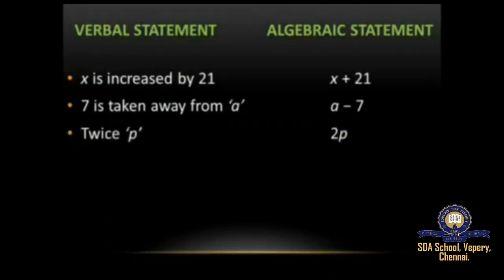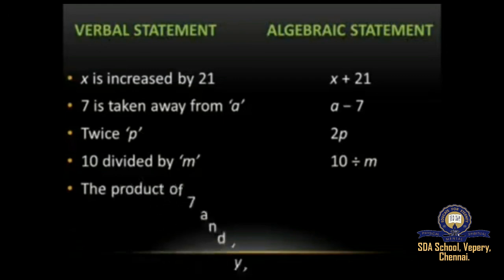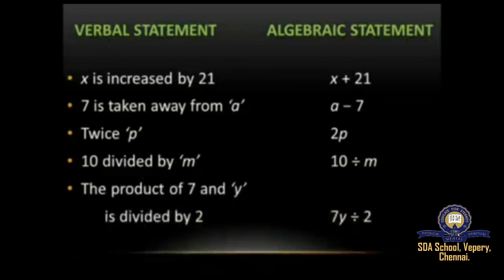And the third one is twice of p. So twice means it is product. So you'll be writing it as 2p. And the fourth one is 10 divided by m. So you'll be writing it as 10 divided by m in algebraic statements. Okay, that is, you'll be using the basic symbol for division. And the next one is the product of 7 and y is divided by 2. So first you're going to find the product of 7 and y, that is, you're going to represent it as 7y, and it is being divided by 2.